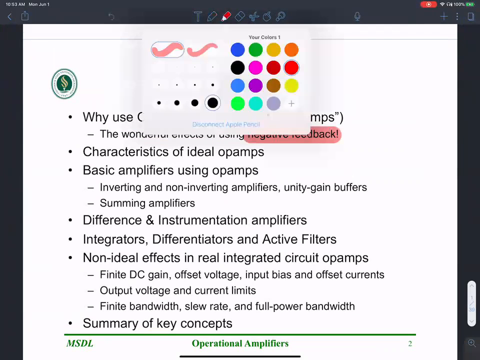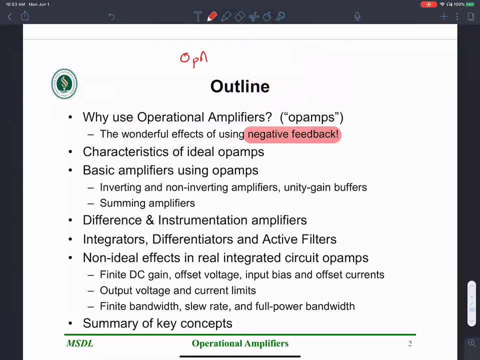Typically, op-amps are designed to have extremely high gain. Then what you do is connect them in a negative feedback configuration to trade some of that gain for something else, for some bandwidth. You can trade some of the available gain to gain something else in the circuit.